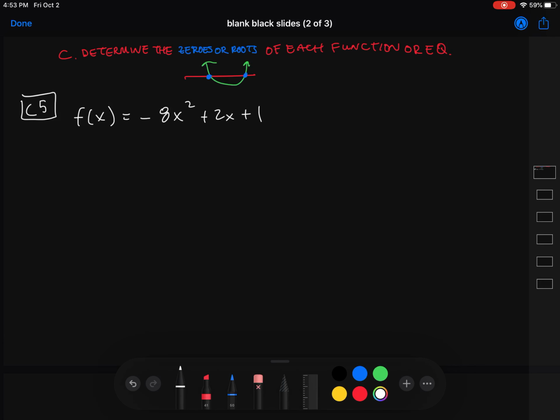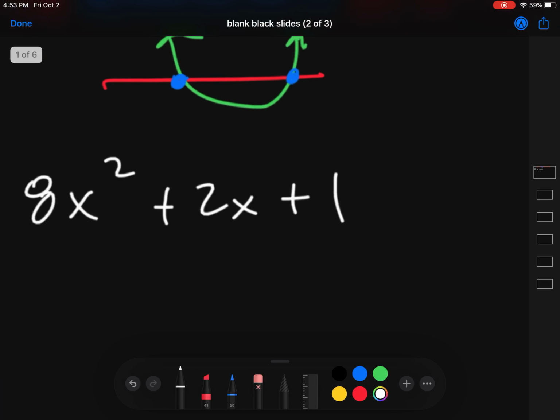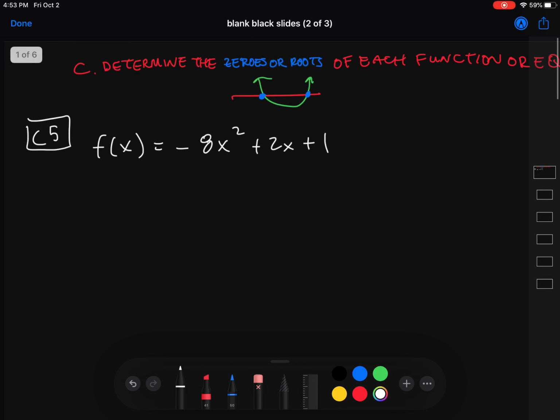Hey guys, let's go over C5. Determine the zeros or roots of each function or equation. Remember, we're trying to get those blue dots. Those are where it crosses the x-axis. Remember, if you ever get confused on the f of x thing, you can just change it to y.